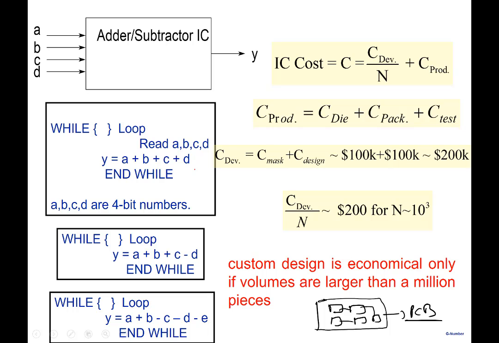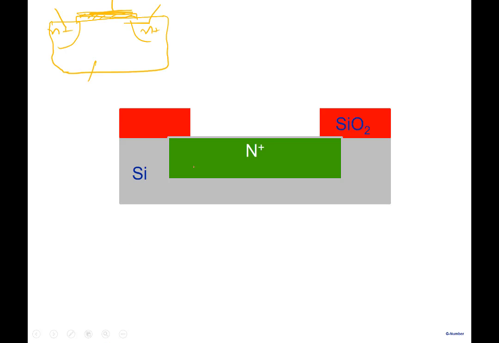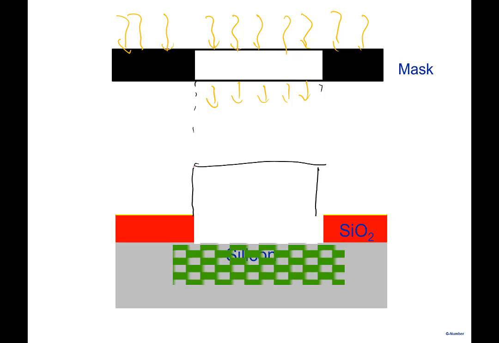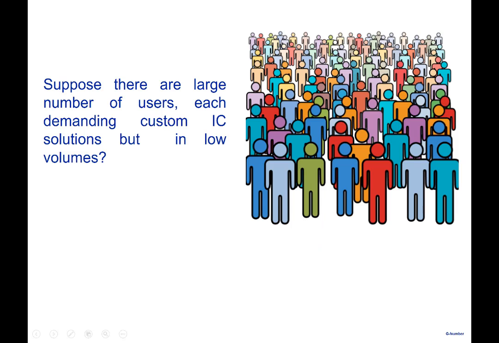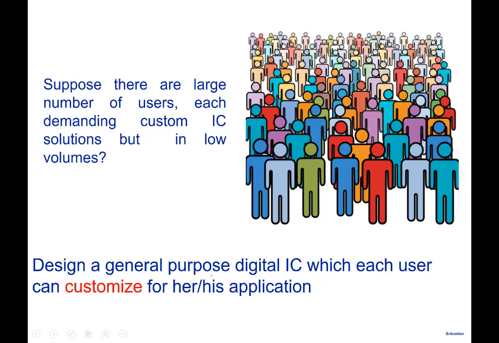So one possible solution to this is, as I said, a large number of users are there, each demanding custom IC solutions, but in low volumes. So one of the solutions is we design a general purpose digital IC, which each user can customize for his or her application. So that's the approach. You want a custom solution. You can't afford a custom design and fabrication. So we make available a general purpose IC which you can customize.